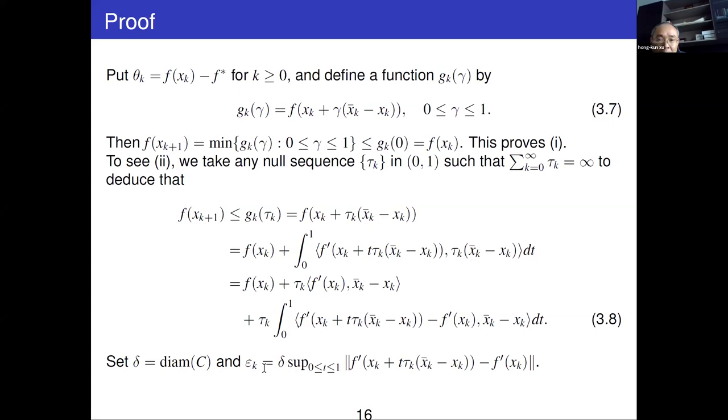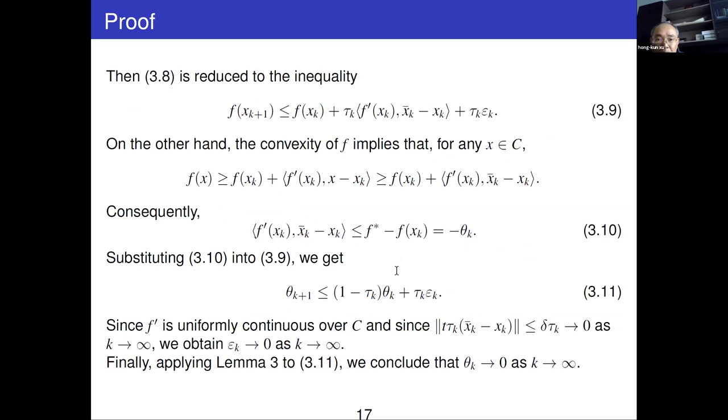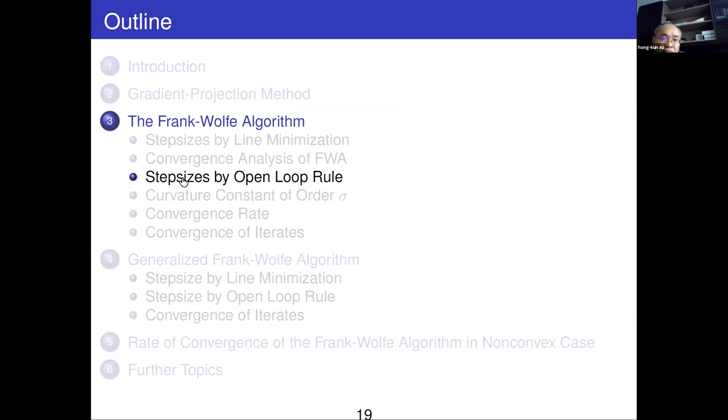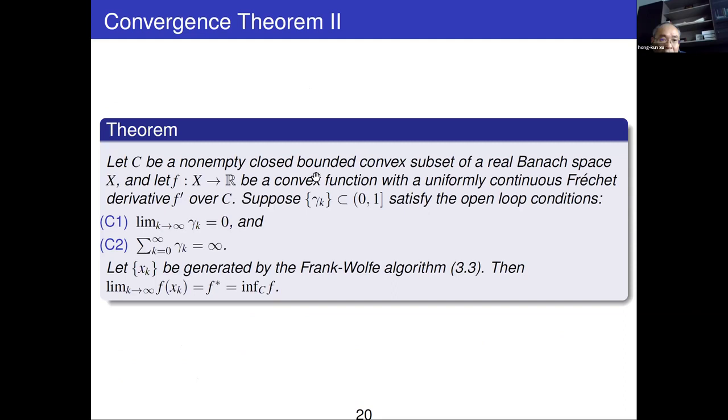And then some technical, tedious argument would give you inequality 3.11. Now, this inequality satisfies the previous lemma, and then we can conclude theta k goes to zero. Then we prove the convergence of f of xk to f star, the optimal value. And this is the proof in the case of step size chosen by line minimization. Now, if the step size is selected by the open loop conditions, then the proof is actually the same.